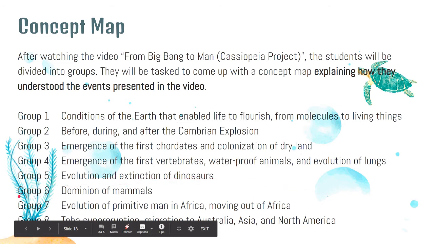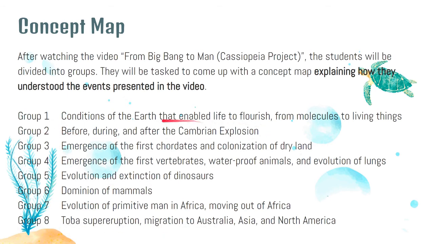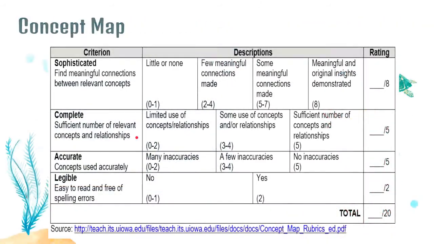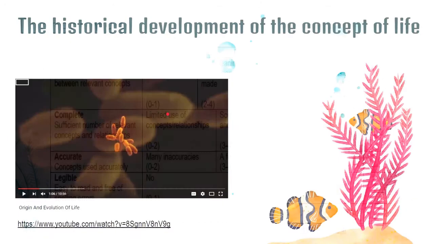So if you happen to be from group 6, then you have to create a concept map based on this topic, dominion of mammals. If you're from group 2, this is what you have to make a concept map on: before, during, and after the Cambrian explosion. So you have to watch the entire video in order to understand what I was talking about. This will be your concept map. Okay?